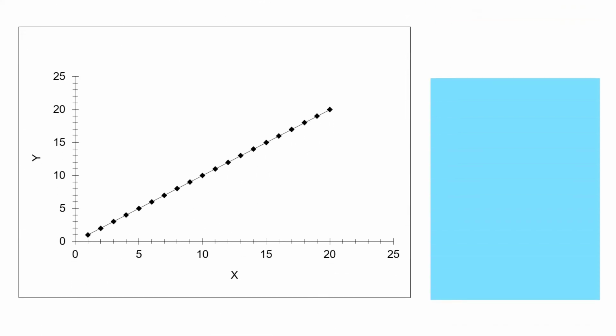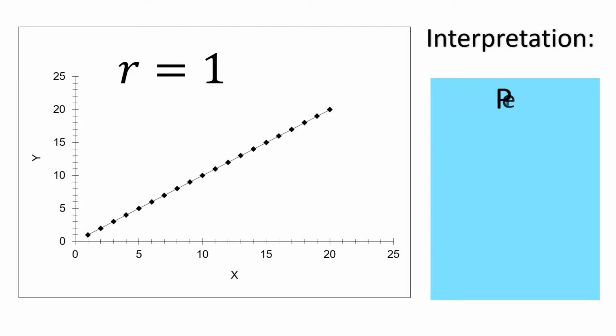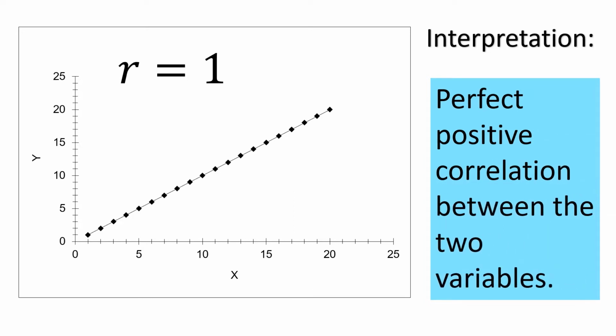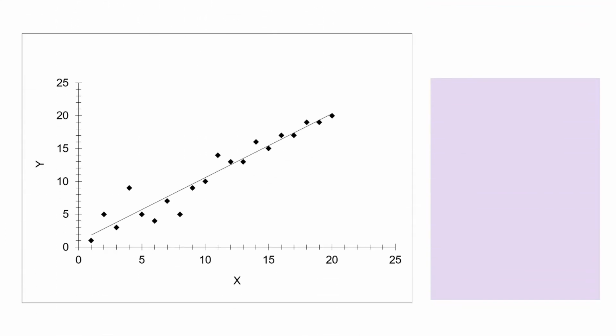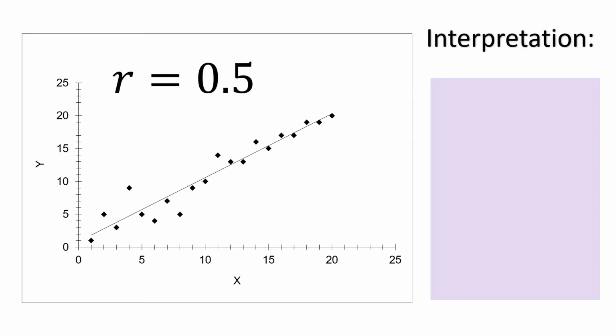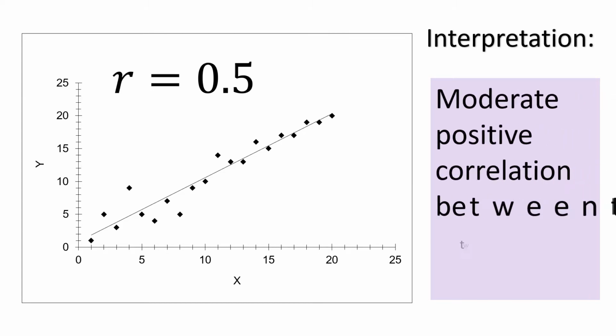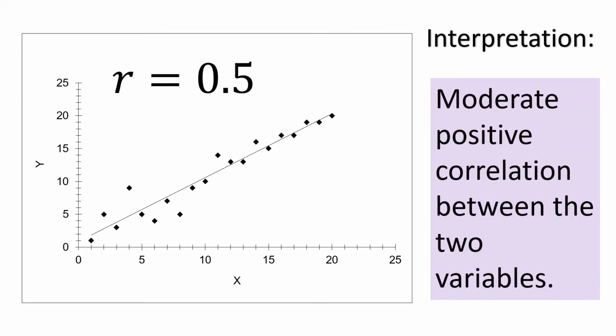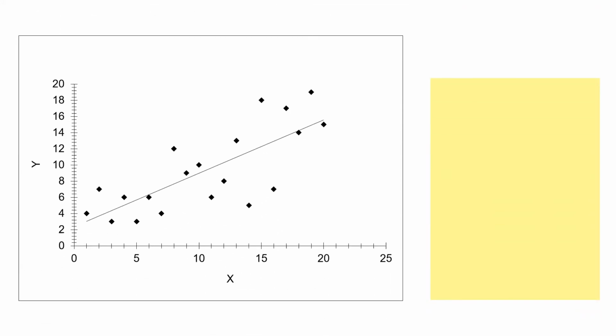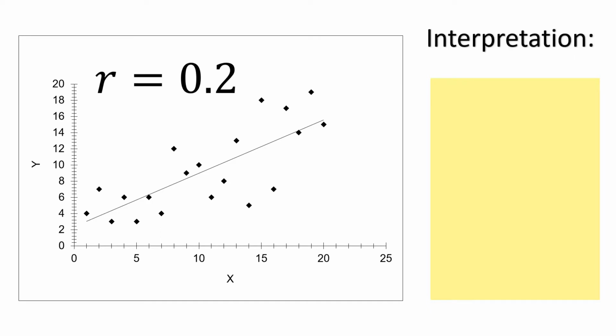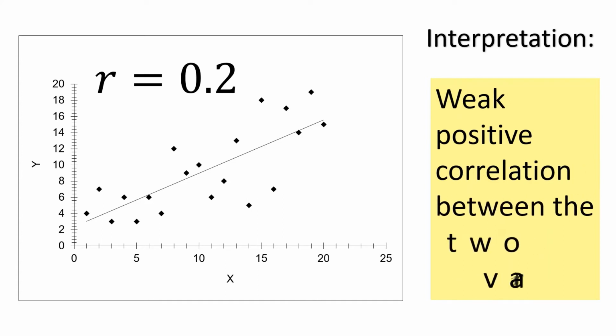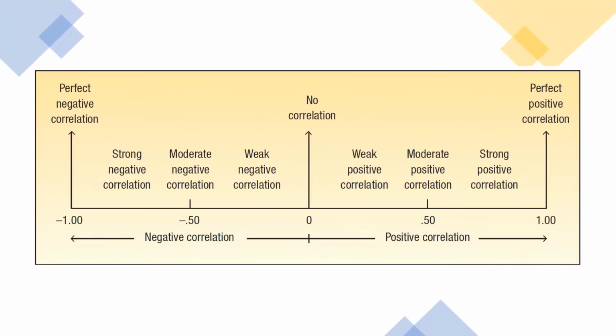For this scatter plot, R is equal to +1. And the interpretation: perfect positive correlation between the two variables. For this scatter plot, R is equal to +0.5. And the interpretation: moderate positive correlation between the two variables. For this scatter plot, R is equal to +0.2. And the interpretation: weak positive correlation between the two variables. This diagram summarizes the strength and direction of the correlation coefficient.